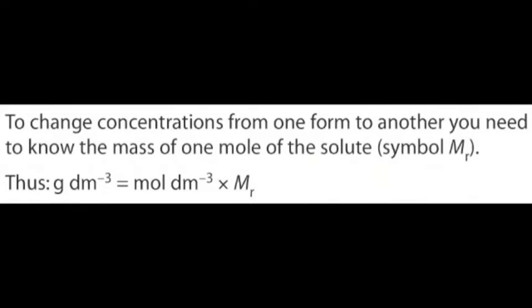To change concentrations from one form to another, you need to know the mass of 1 mole of the solute. Therefore, 1 gram per decimeter cubed is equal to 1 mole per decimeter cubed times the mass of 1 mole.